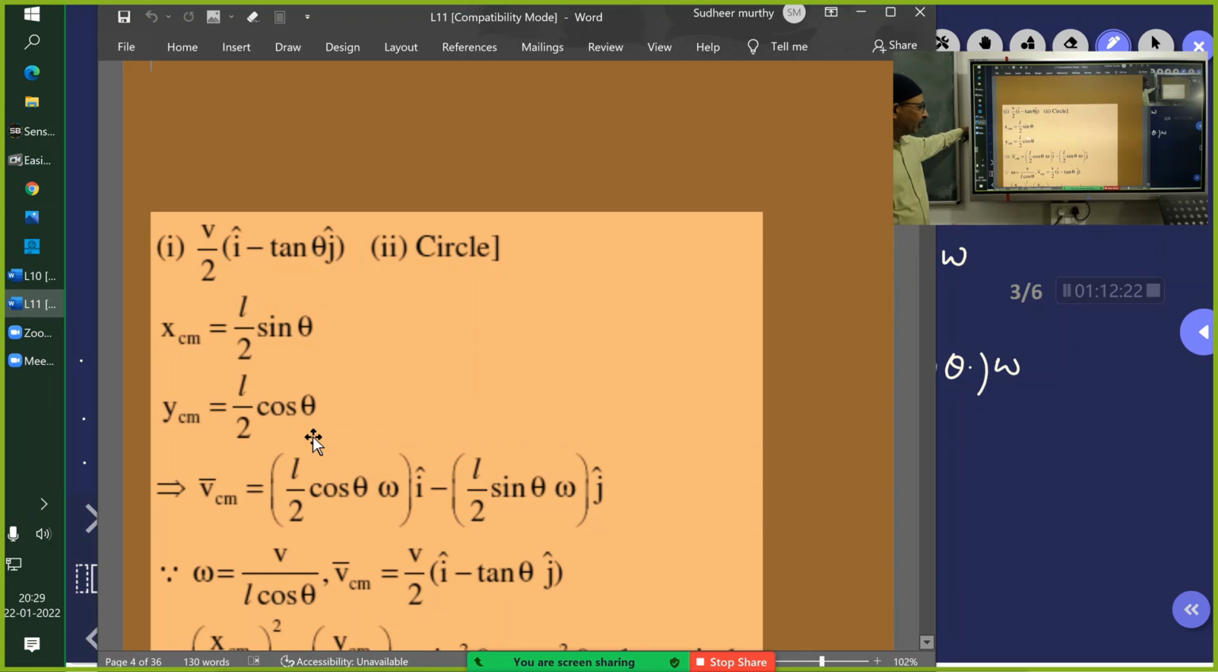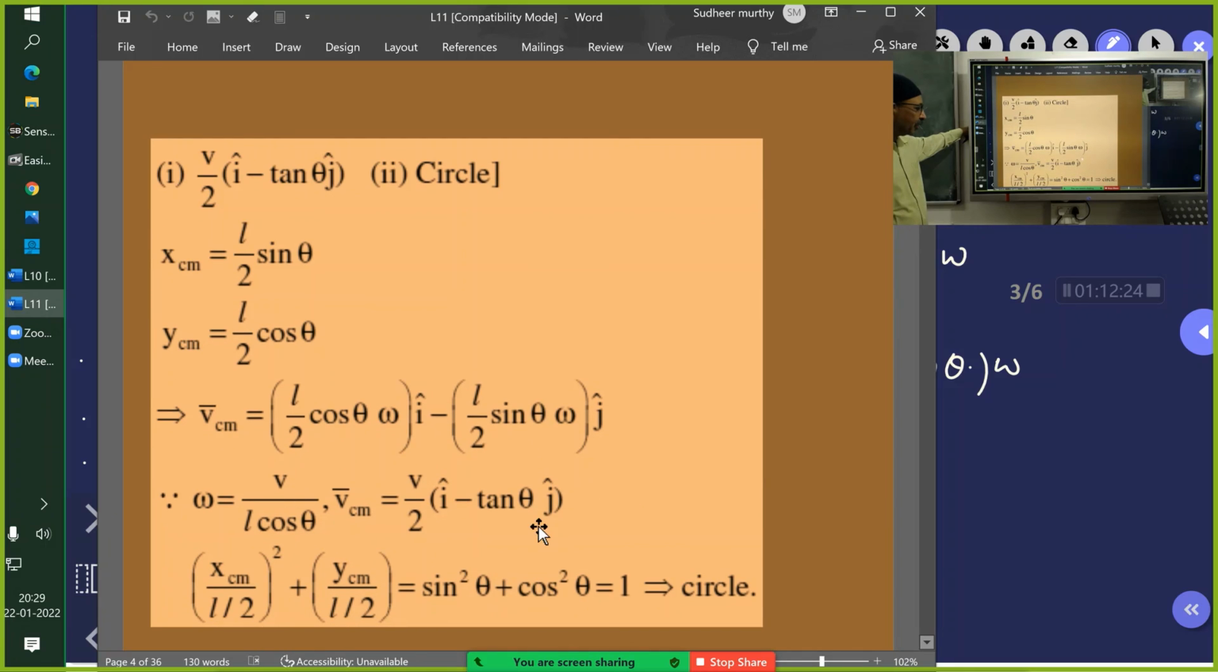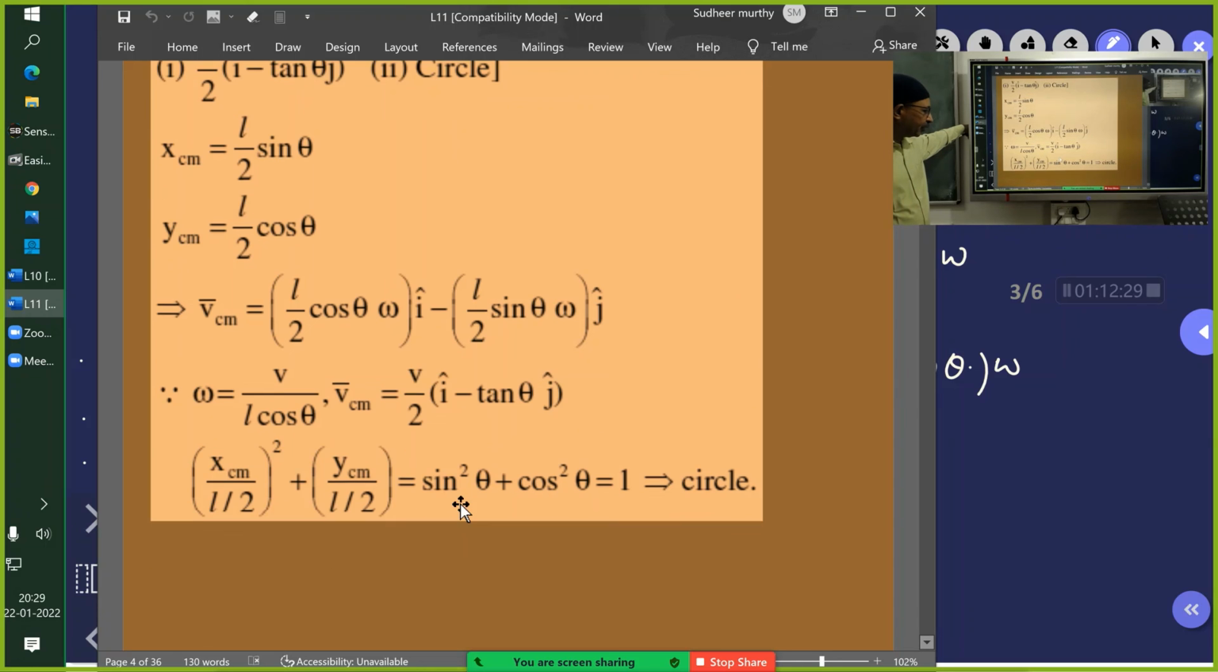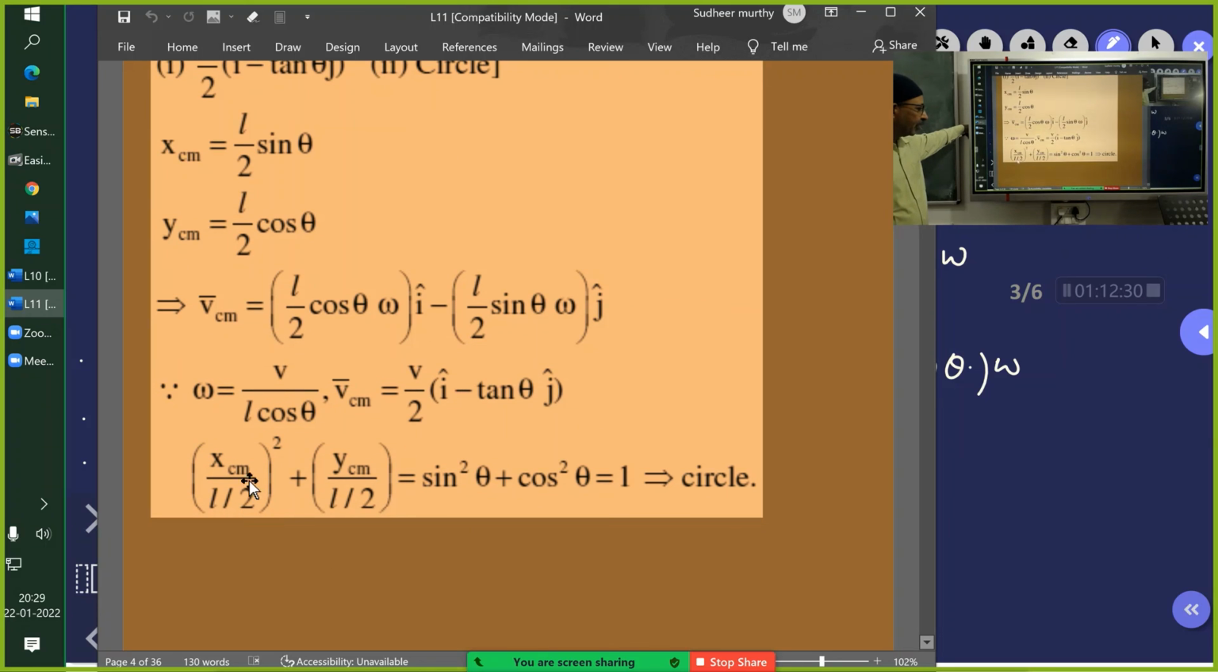So x_CM we got, right? We got this equation also, and we got omega and v_CM also. And x_CM by L by 2 squared plus y_CM by L by 2 squared is equal to sin square theta plus cos square theta, which is equal to 1. So x square plus y square is equal to a constant 1. So it is a circle of radius 1. Okay?